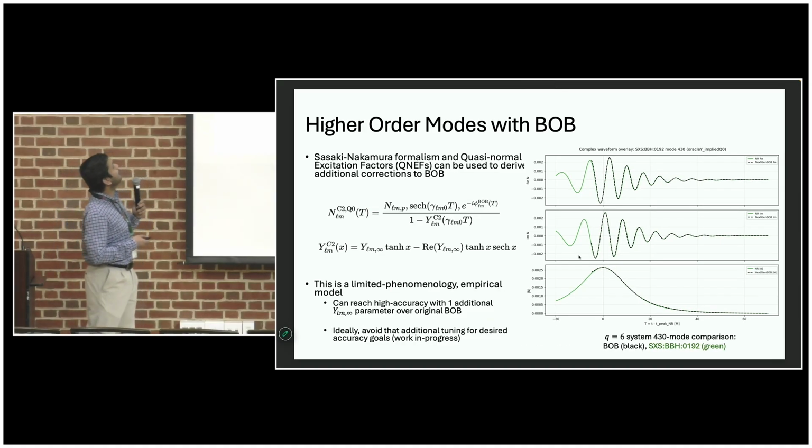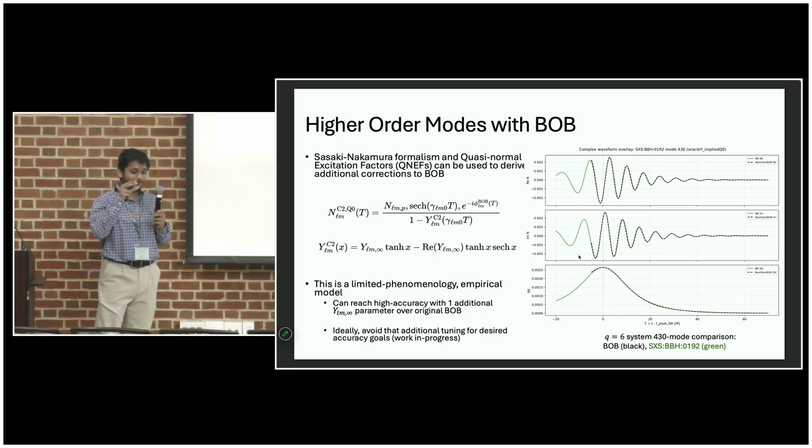Yes, so this YLM infinity is the parameter we're using to correct the late time tail of the Bob model. When you model Bob for news, it overestimates the late time waveform. This is still currently phenomenological, but I've been investigating ways to remove that phenomenology and eliminate that NR tuning parameter altogether.